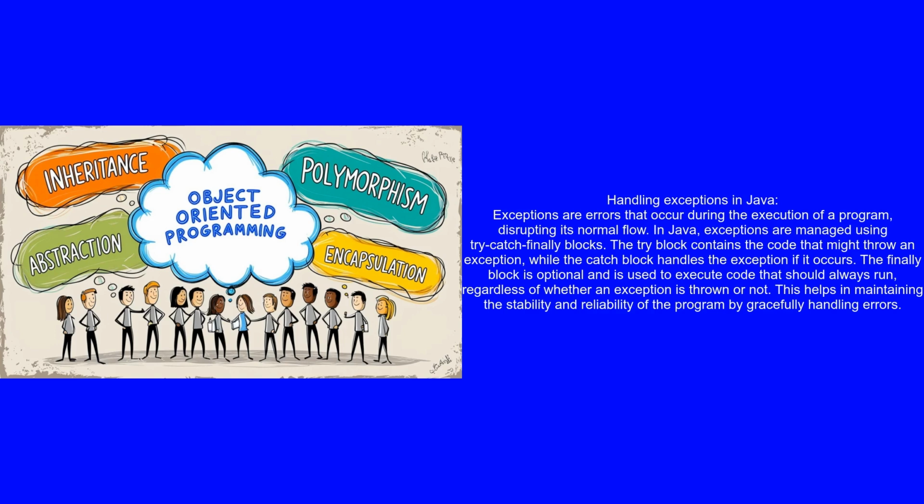Now, here's the cool part, the finally block is like the cherry on top, where you can add code that always runs, no matter what. This whole setup helps keep your program stable and reliable by dealing with errors in a smooth and graceful way. So, remember to use try, catch, and finally to keep your Java programs in tip-top shape.